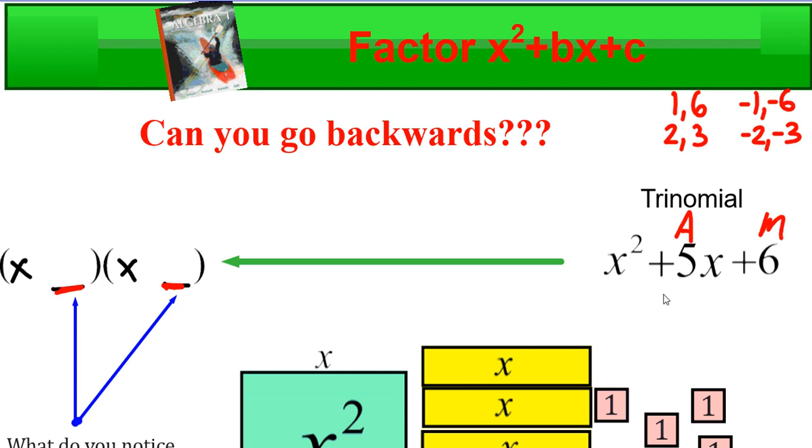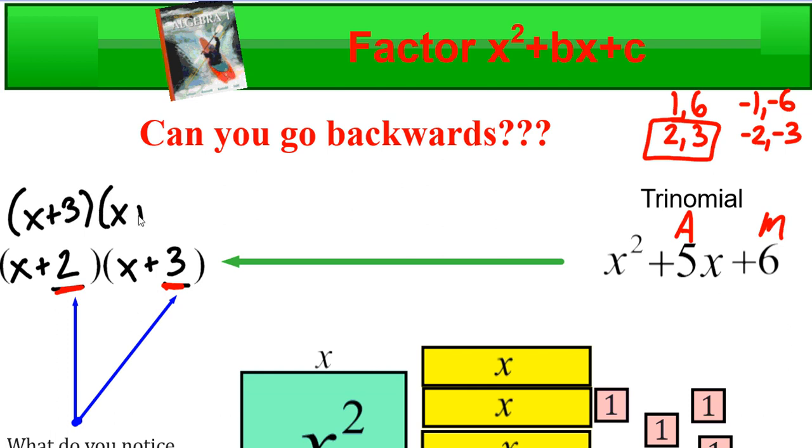Now they need to add together to make a 5. And if I go looking, 1 and 6 adds together to make 7. -1 and -6 adds together to make -7. -2 and -3 add together to make -5. The only one that does it is 2 and 3. So this has to be x plus 2, x plus 3. The order in which you write these does not matter. You could write it as x plus 3 times x plus 2. It's the same thing.